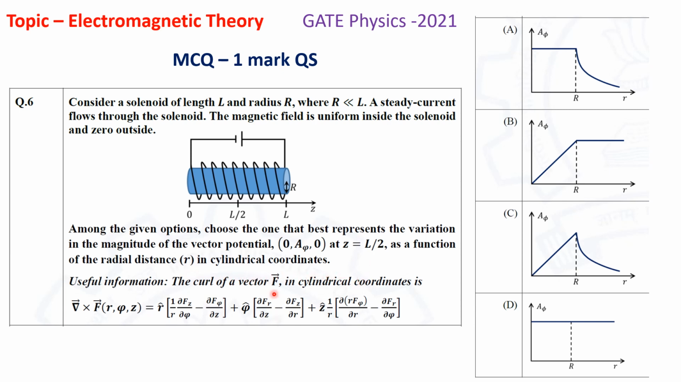We are also given useful information, that is the curl of a vector in cylindrical coordinates. So these are the four options which show the variation of the vector potential at z equals L by 2 as a function of radial distance small r. We have to choose the correct option which represents the variation of the vector potential as a function of small r correctly. So let us go to the solution part.